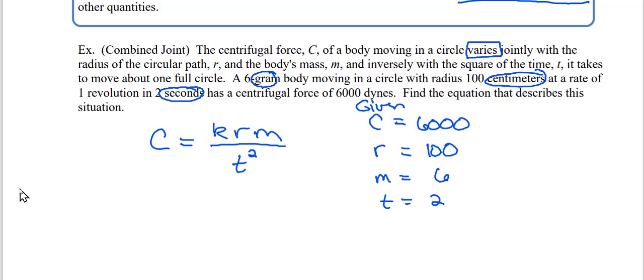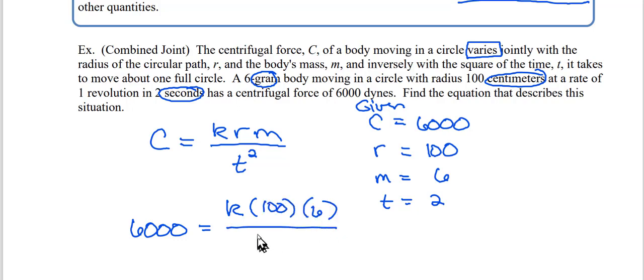We're going to use all of those to find the K. And this question is just asking for us to find the equation that describes this situation, which really we have except the K. We need to find what that constant is. And we do that by plugging in these numbers.